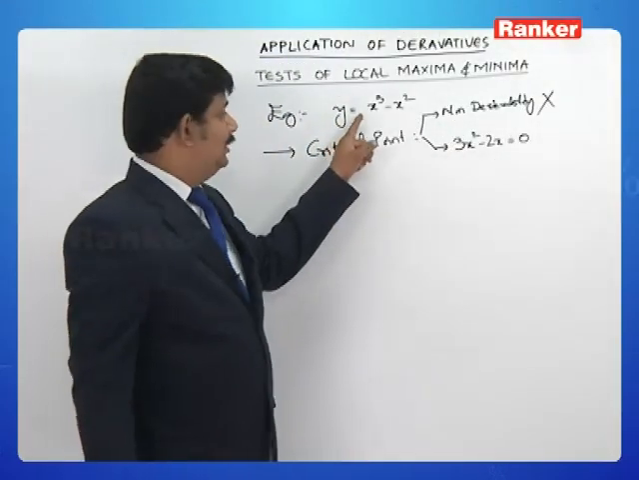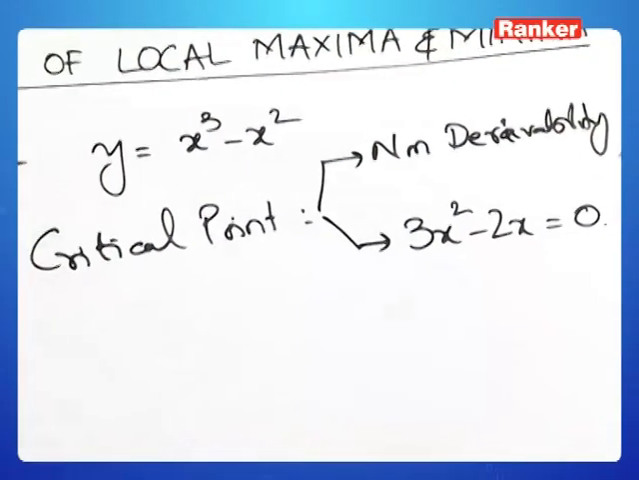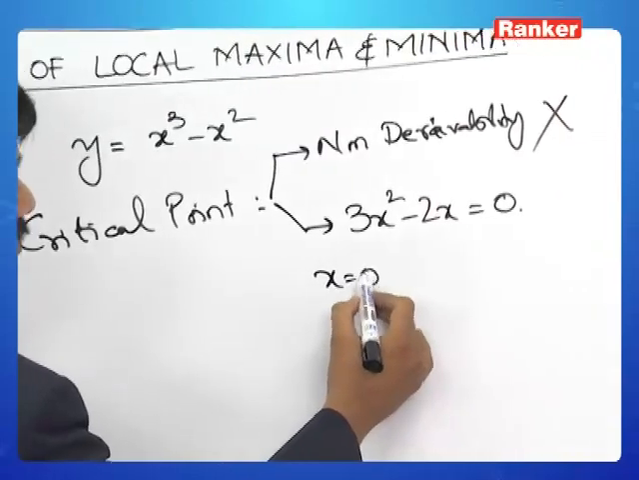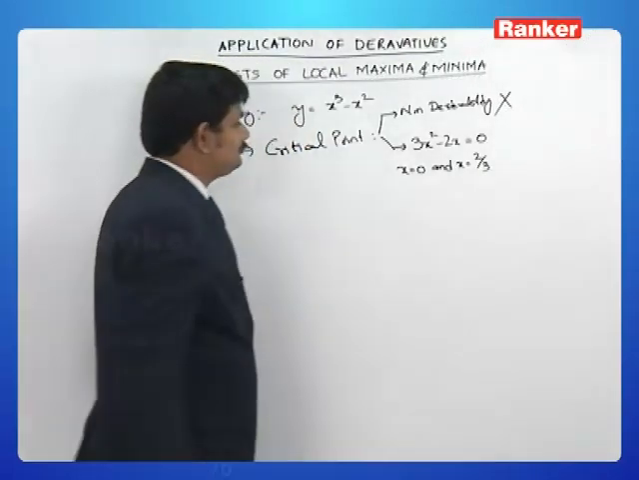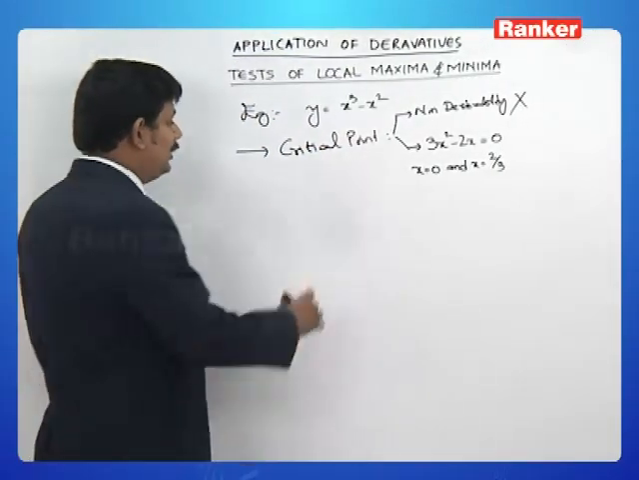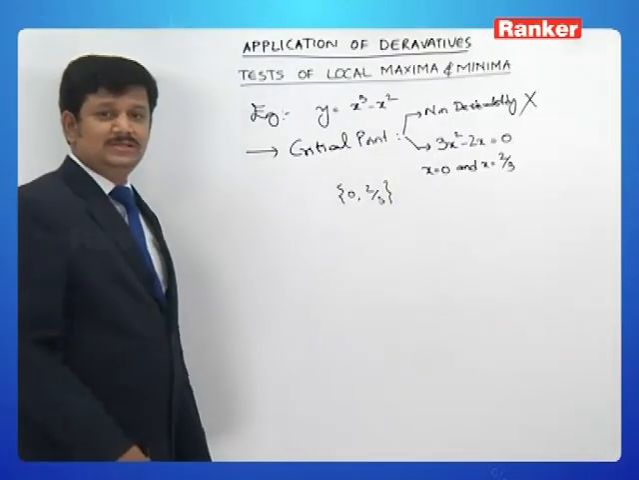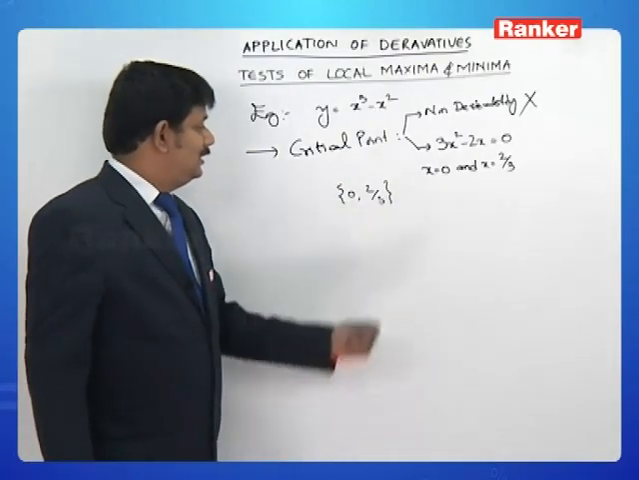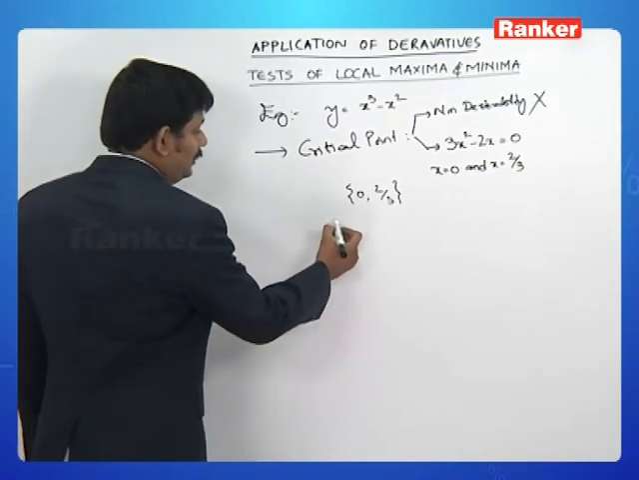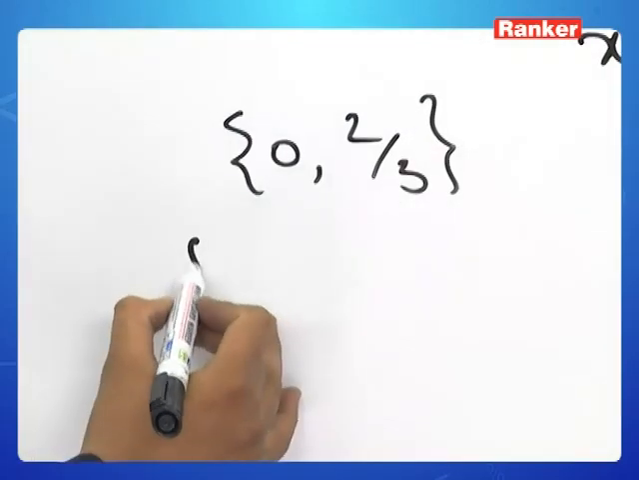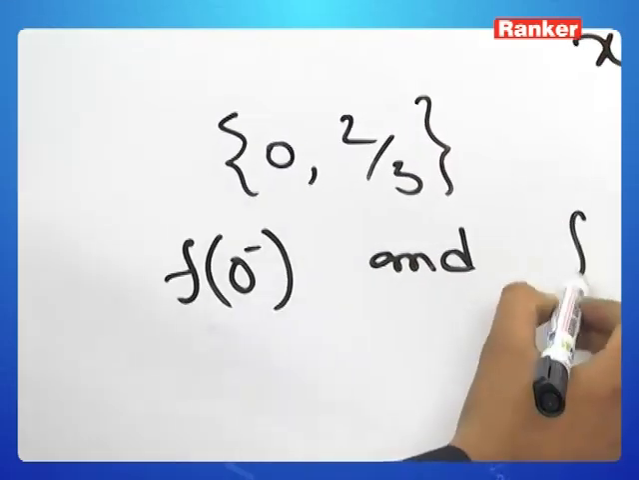Differentiate y, y dash is 3x square minus 2x equated to 0. We have 2 points, x equal to 0 and x equal to 2 by 3. So there are only 2 critical points, 0 and 2 by 3. So let us see whether these critical points are local maxima or local minima. At 0, let us focus on f dash of 0 minus and f dash of 0 plus.